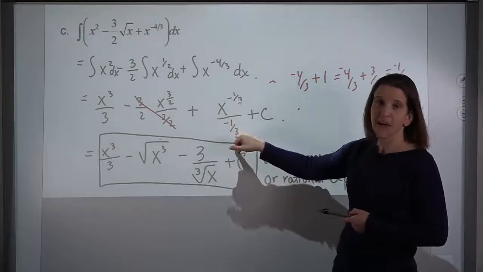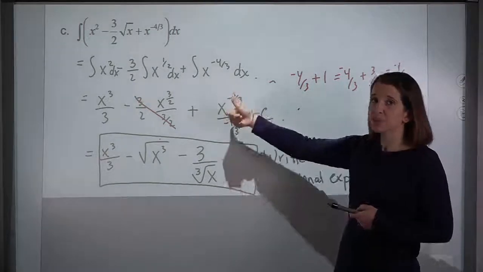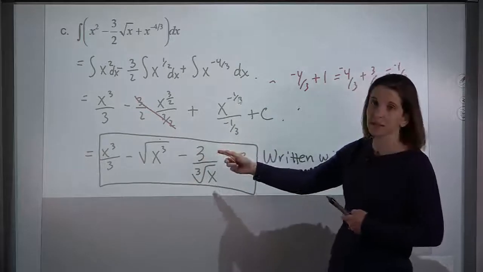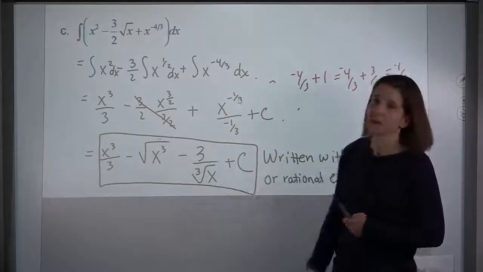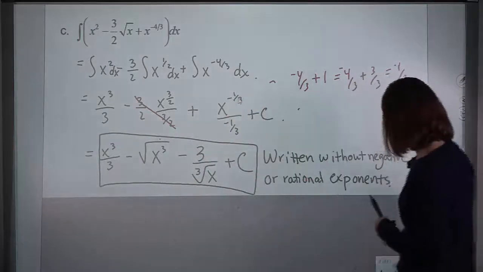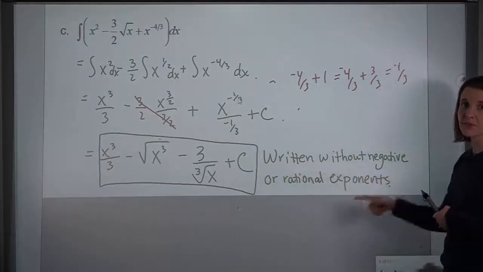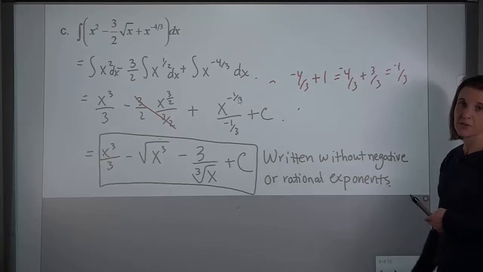Now dividing by negative 1/3 is the same thing as multiplying by negative 3. So you can see there's my negative, and that's why the 3 is up top. And then the x had moved down because it had a negative exponent. So if the directions say rewrite without negative or rational exponents, that would be your final answer.